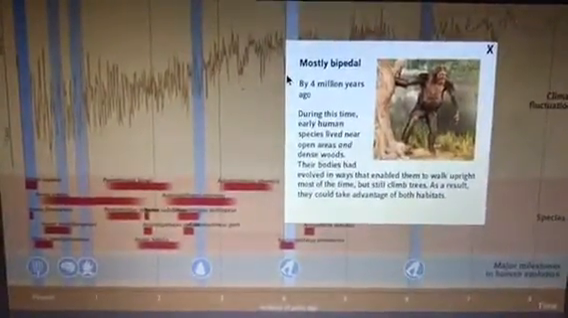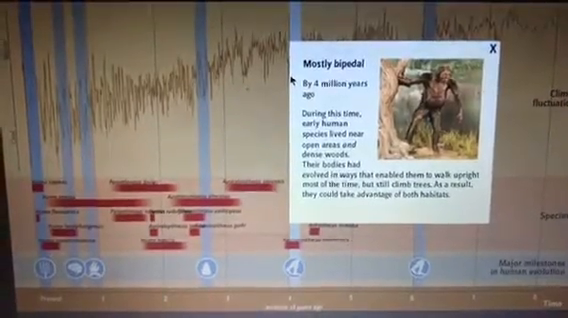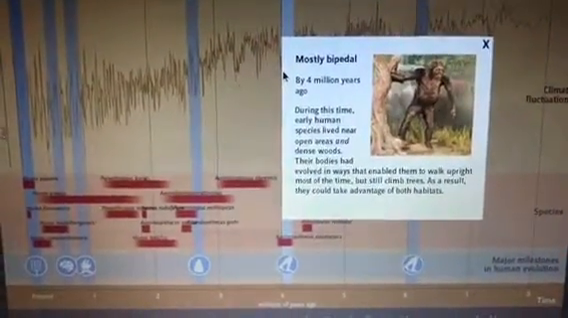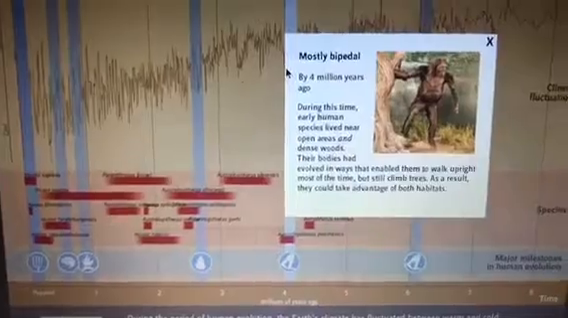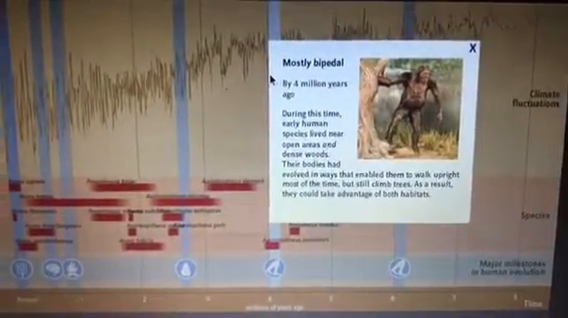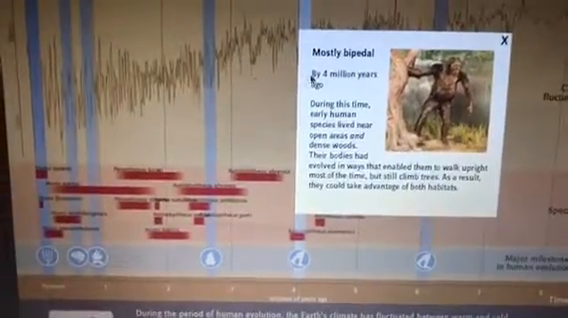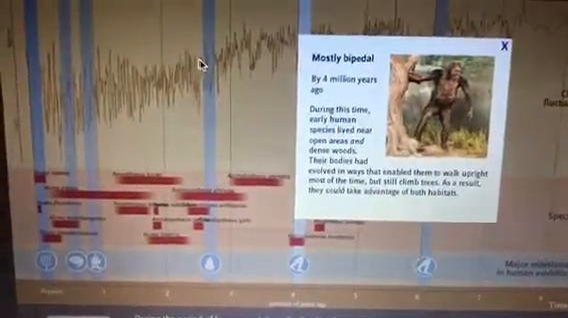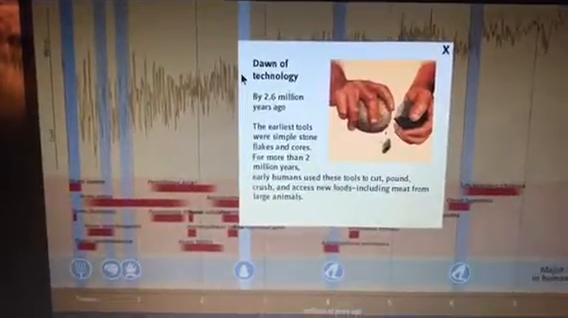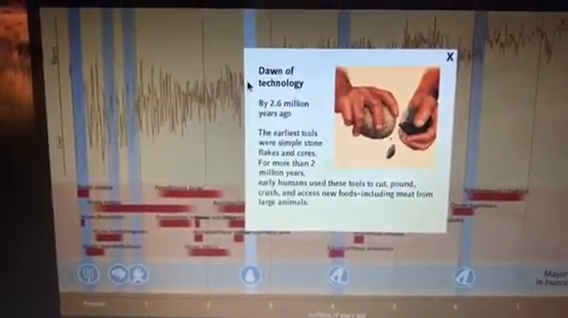If we move over here, we're getting a bit closer. This is about 4 million years ago. During this time, early human species lived near open areas and dense woods, and their bodies had evolved in ways that enabled them to walk upright most of the time, but still climb trees. So that's like being mostly bipedal. This is about 2.6 million years ago, at the dawn of technology.